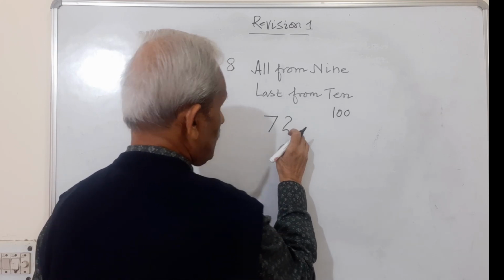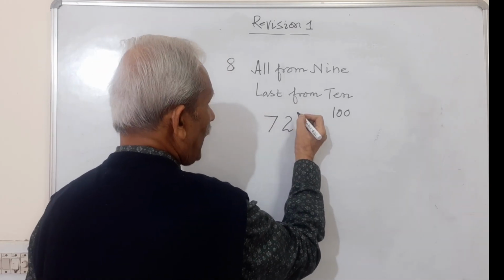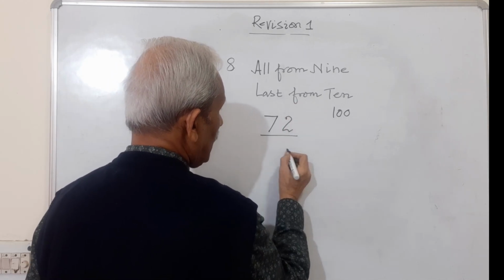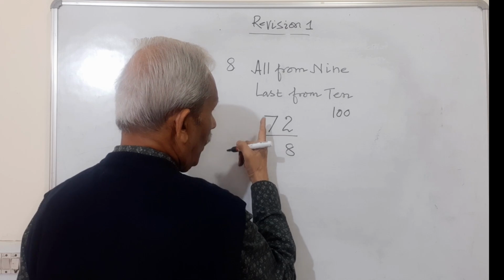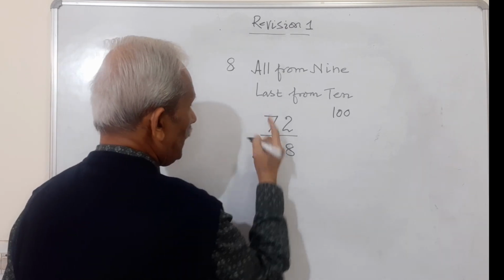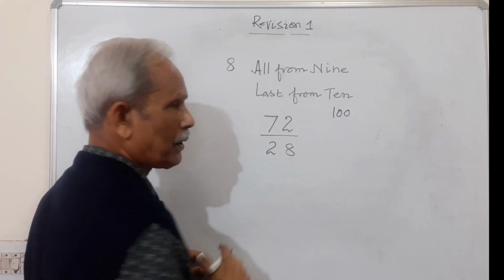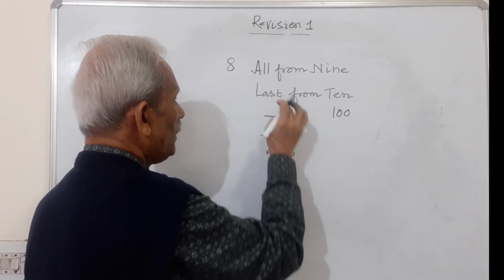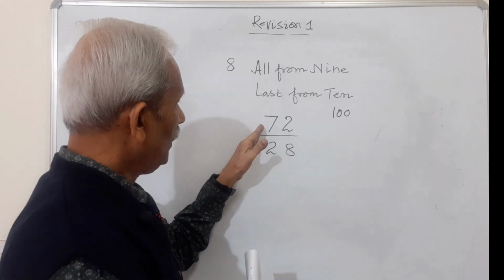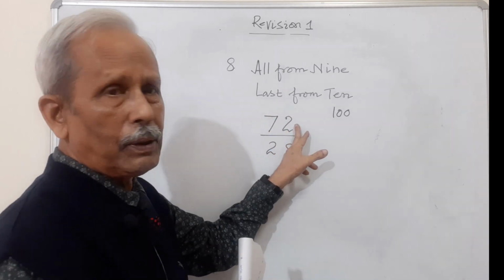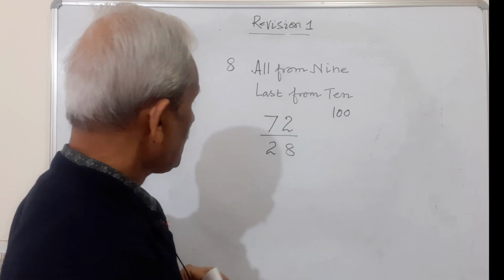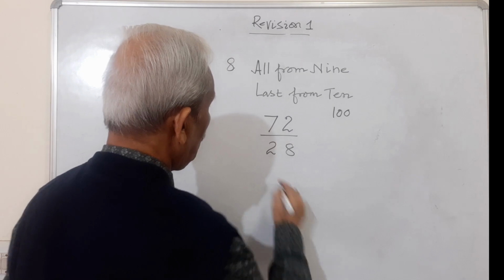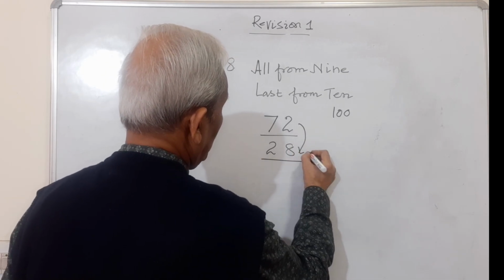This is the last number, last from 10. So subtract this 2 from 10, 8. And all from 9: 9 minus 7 is 2. It's nothing but subtraction, but that subtraction becomes very quick here, with no counting. 10 minus 2, 8; 9 minus 7, 2. That's all. 28 is the complement of this number.